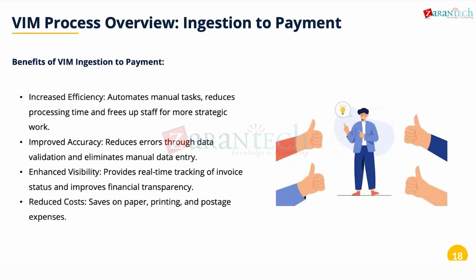Or if he sees an error or exception raised, then he can talk to the respective team or the user the invoice is assigned to, to speed up the process. Or you can also have the vendor get it corrected if you think there is some mistake from the vendor's side as well. So with enhanced visibility, all the invoices can be seen in one place. It will also reduce cost, saving paper, printing and postage expenditures.